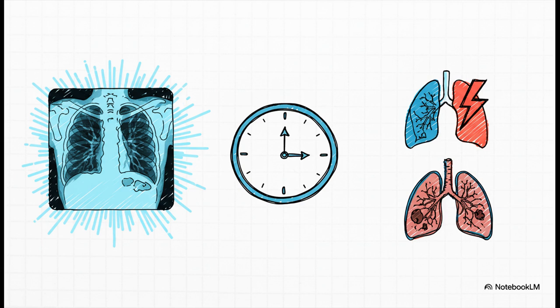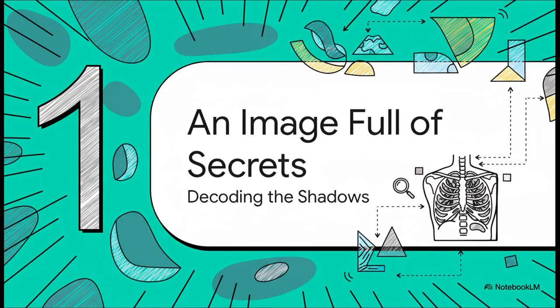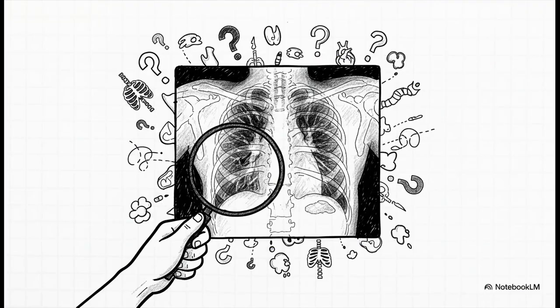bad case of pneumonia. You see, every single shadow, every line, every shape on that x-ray tells a story. The real challenge isn't just seeing them. It's about reading them in the right order and understanding what they all mean when you put them together. And that brings us to the core problem. With just so much information crammed into one single image, how do medical professionals make sure they don't overlook something critical? How do they tame all that chaos?